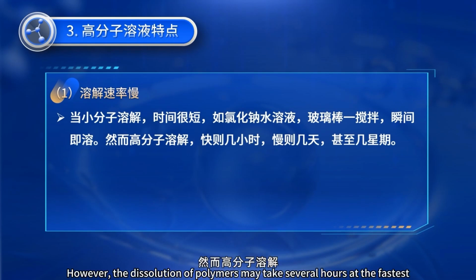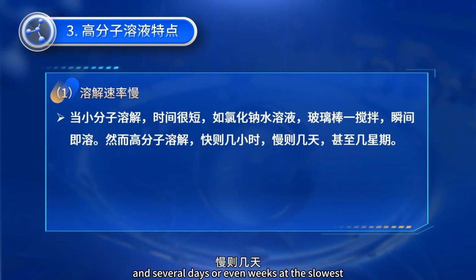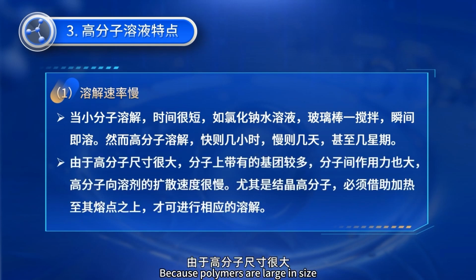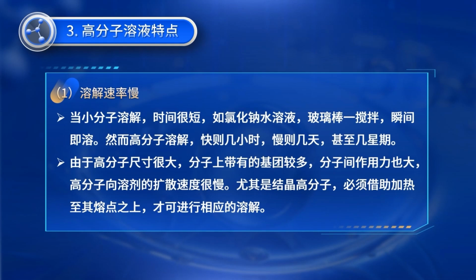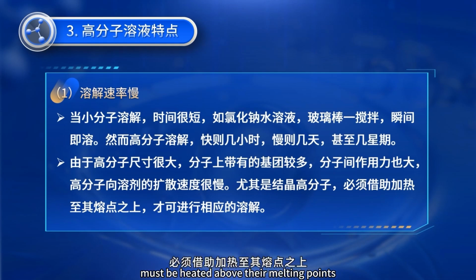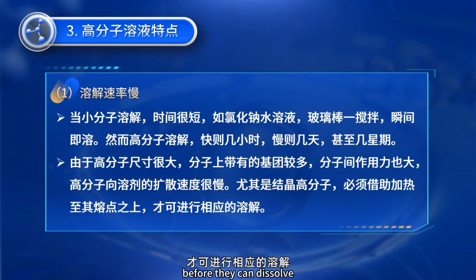However, the dissolution of polymers may take several hours at the fastest, and several days or even weeks at the slowest. Because polymers are large in size, contain numerous functional groups, and exhibit strong intermolecular forces, their diffusion into the solvent is very slow. Crystalline polymers, in particular, must be heated above their melting points before they can dissolve.